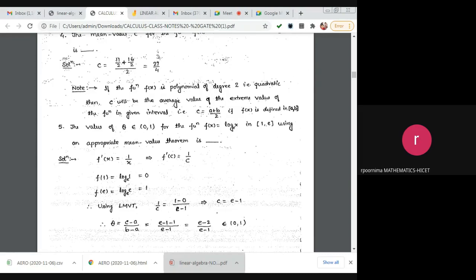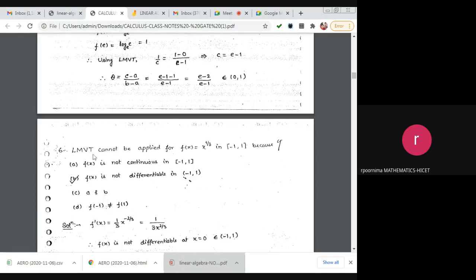So using Lagrange's mean value theorem, 1 by c, that is f dash of c, equal to f of b minus f of a by b minus a. In that formula you can replace all these terms. You just get c equal to e minus 1. Therefore, theta is c minus a by b minus a, which, when you replace, belongs to the interval 0 comma 1. So the Lagrange mean value theorem cannot be applied for f of x equal to x to the power 1 by 3 in the closed interval minus 1, 1, because f of x is not differentiable in the open interval minus 1, 1.